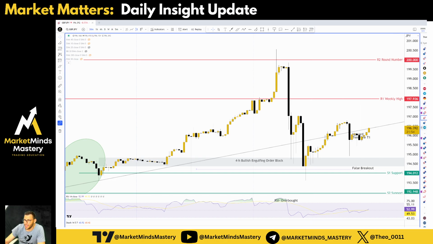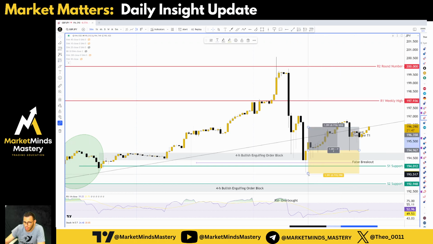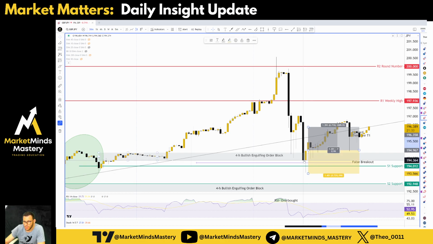Now, why I didn't take and didn't send any setups today is because the distance of this candle was 130 pips, exactly 131. So a stop loss of 130 pips, especially on a 30-minute time frame, is not favorable based on the average range of this currency pair.